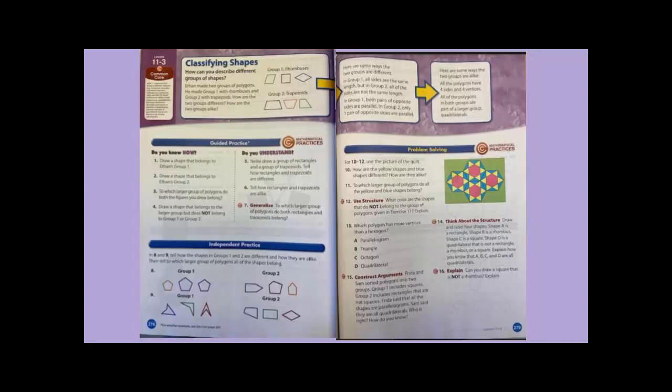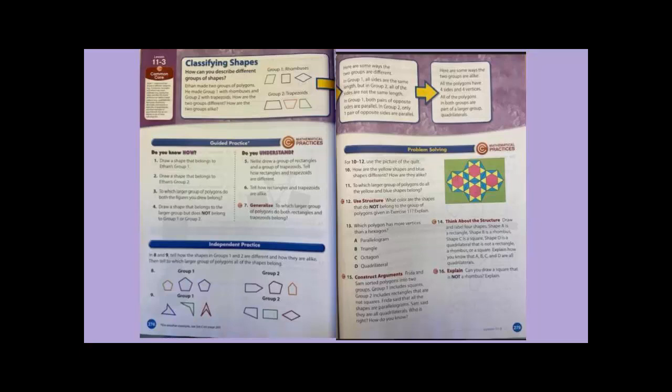Next, we need to think, how are some ways the two groups are different? In group 1, all the sides are the same length, but in group 2, all the sides are not the same length. In group 1, both pairs of opposite sides are parallel. In group 2, only one pair of opposite sides are parallel. That's because they're trapezoids, so they only have one pair of parallel lines.